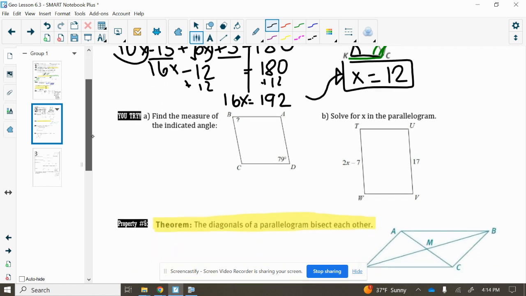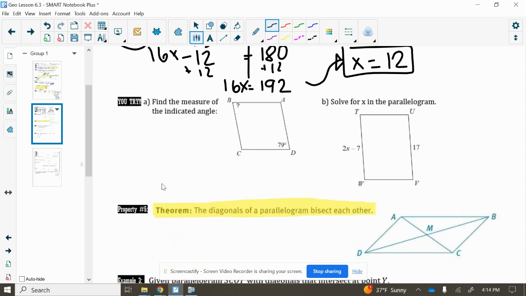All right, now, after those few examples, we have a couple for you to try as well. First, find the measure of the indicated angle in part A, and then you are going to set up and solve for x in part B.